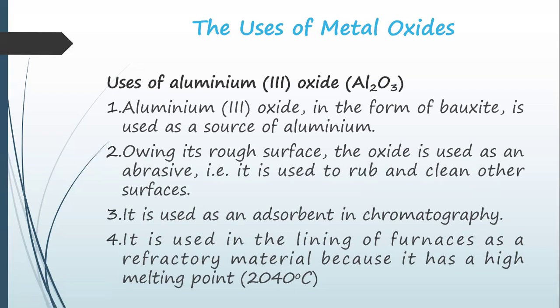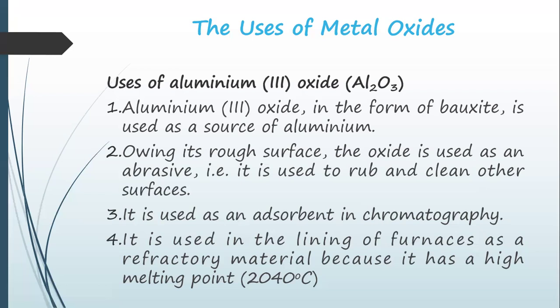The oxide is simply used as an abrasive. This means that it is used to rub or clean other surfaces. So the aluminium trioxide is used as an abrasive substance to rub and clean other surfaces because of its rough surface. The third one is that it is used as an adsorbent in chromatography.